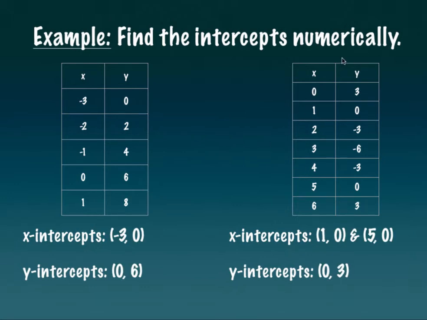Looking at the other table, I notice that I have an x-intercept at (1, 0) and another x-intercept at (5, 0). Okay, and lastly, I see a y-intercept at (0, 3).